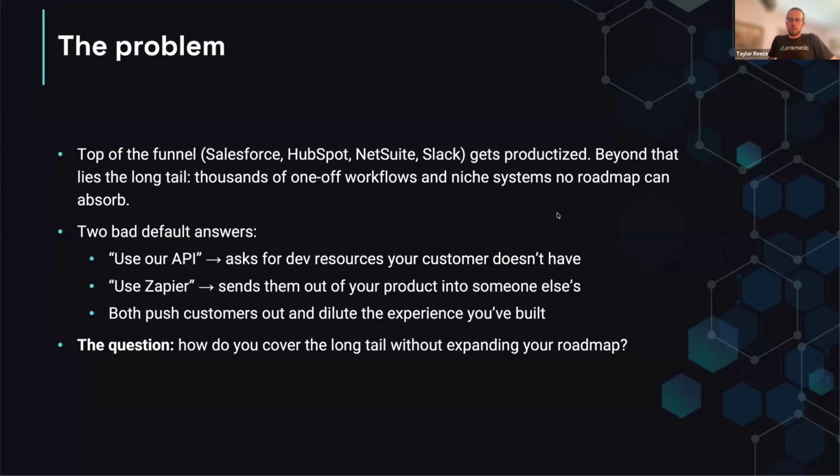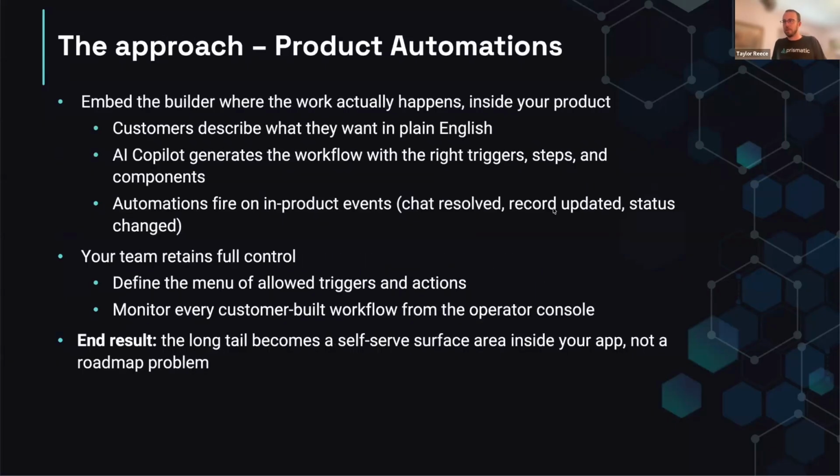So you've got some answers that you could give your customers. You could say, "Hey, we've got an API, just use it." But that requires that all of your customers have some development resources available to them to build out the scripts necessary to import or export data from your app. You could say, "Hey, use Zapier or some other low code tool." But that sends your customers outside of your product into somebody else's, and it really dilutes the experience that you want to have built. You want to keep your customers in your app whenever possible. So how do you solve this long tail problem without your own roadmap suffering and spending 90% of your dev hours building every single little custom integration that's available?